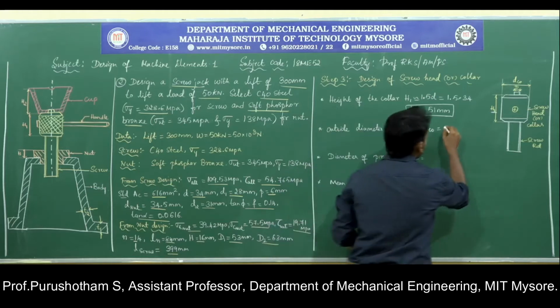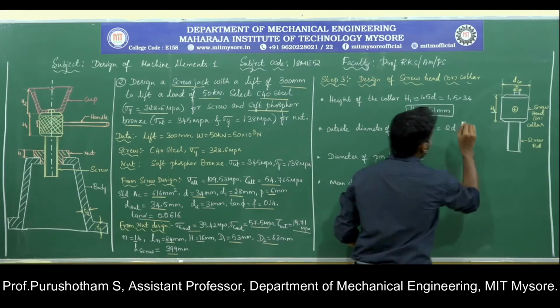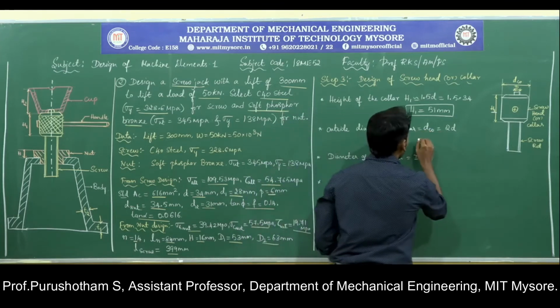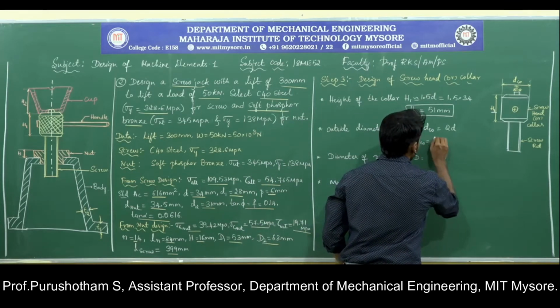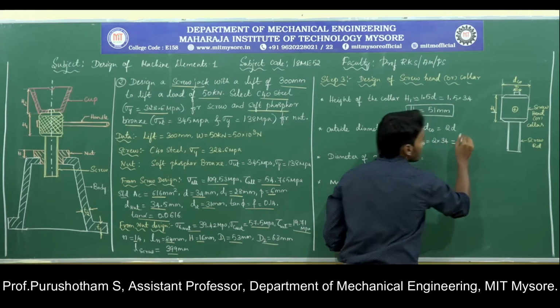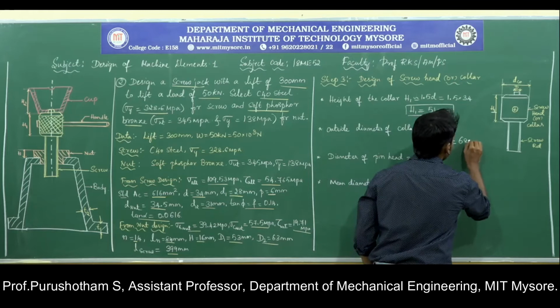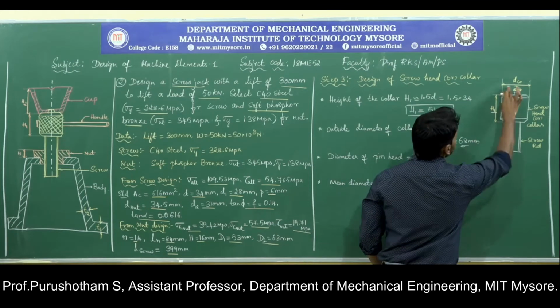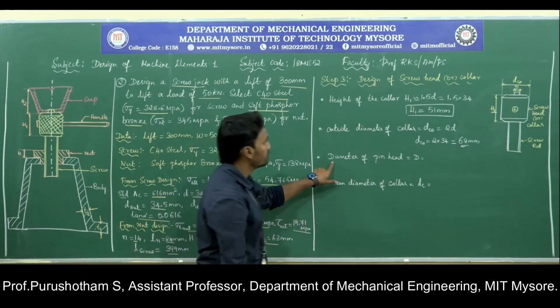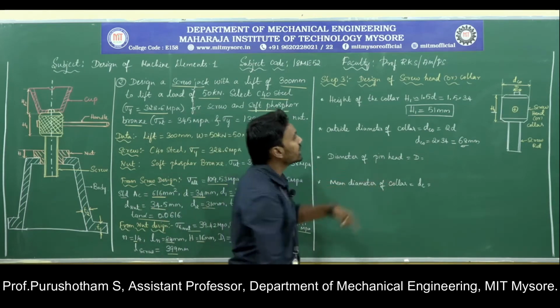So which is given by 2 times D, that is 2 times the major diameter of the screw. So DC naught, 2 times D, is 2 times 34 mm, which is 68 millimeter. DC naught is equal to 68 millimeter. Then the diameter of the pin head.